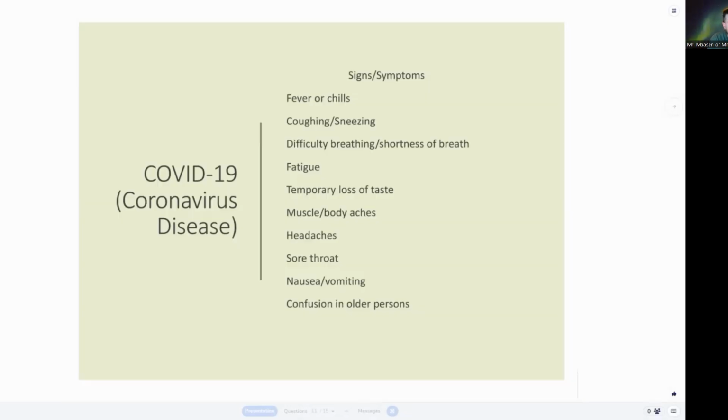Again, very strong inflammation. Symptoms are very similar to the cold: fever, chills, general fatigue. Temporary loss of smell and taste was kind of unique. So if you're trying to think of differences between flu, scarlet fever, and this, the temporary loss of taste and sense of smell is very unique to that coronavirus. Sore throat, nausea, vomiting, that sort of stuff.